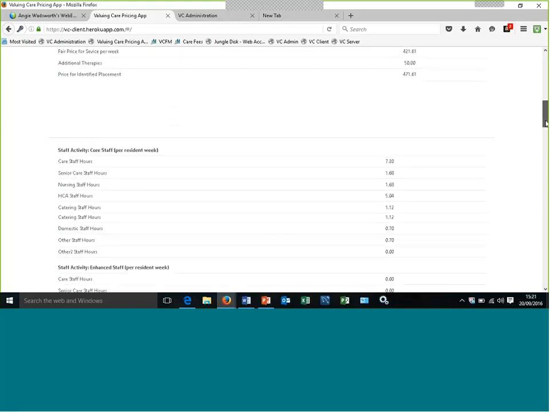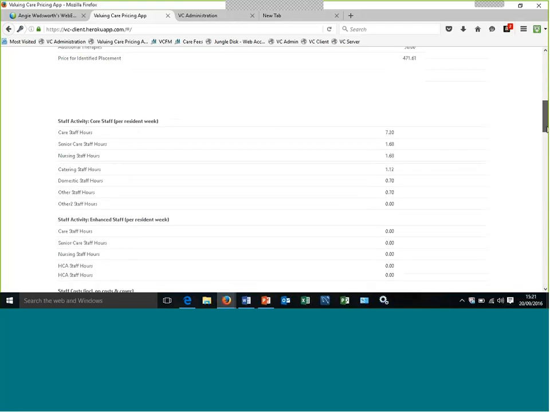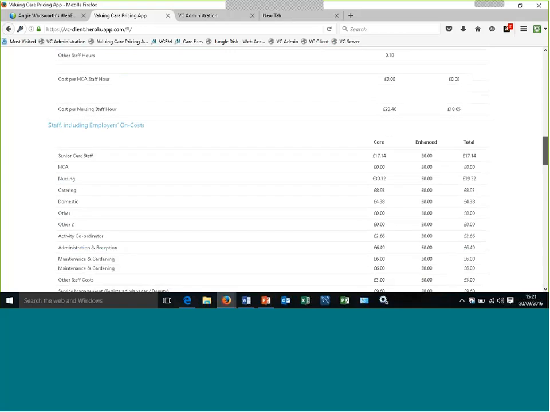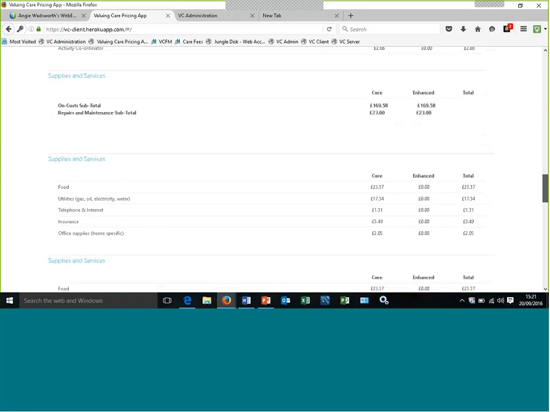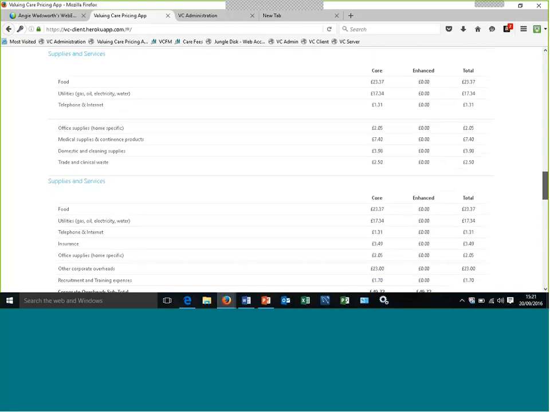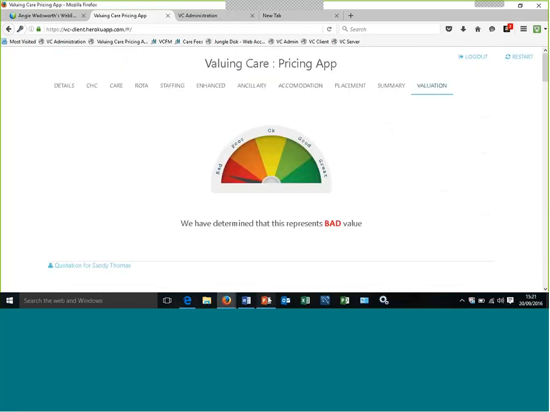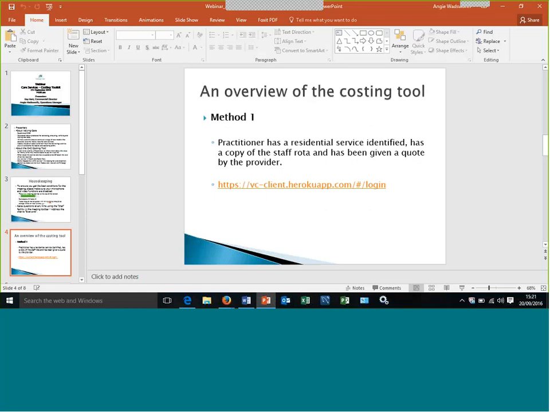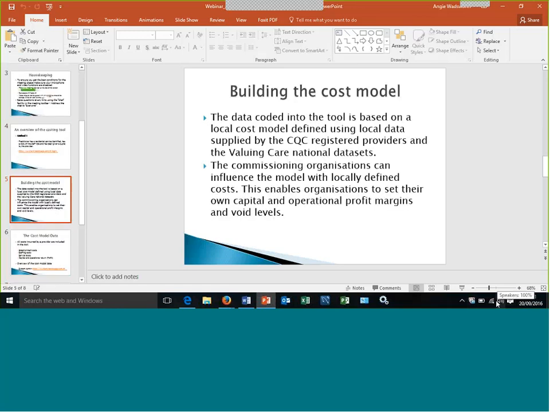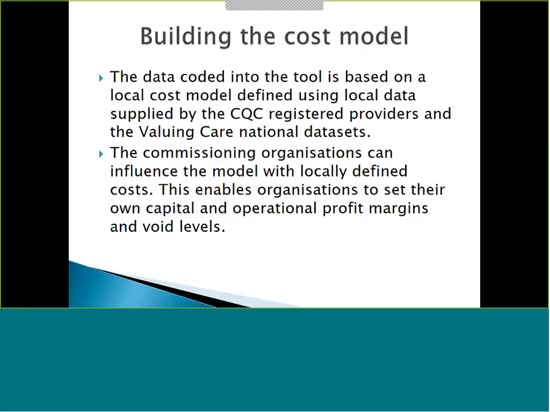So what is then demonstrated below is a breakdown of that quote in comparison. But I'm actually not going to take you through that at this stage, because it's important that you understand how the model is made up. So I'm going to come back into our presentation here, and I'm going to ask Ray to talk us through the building of a cost model.